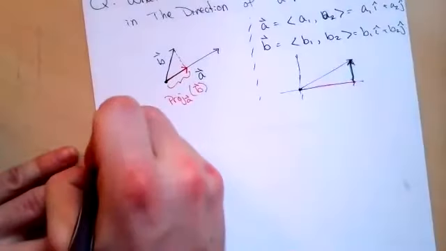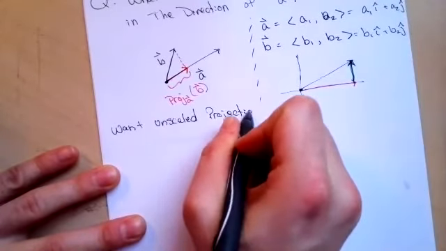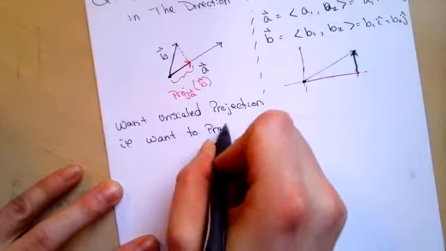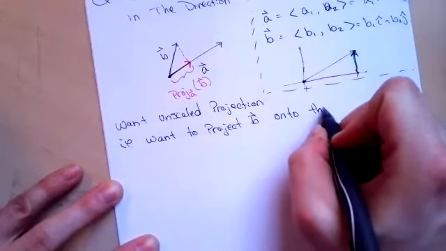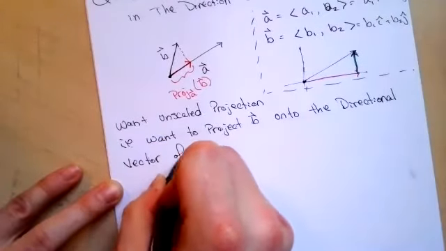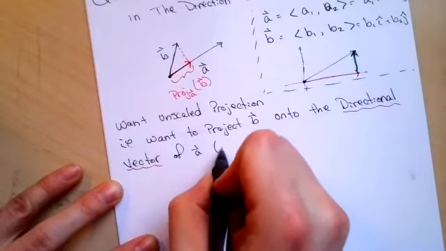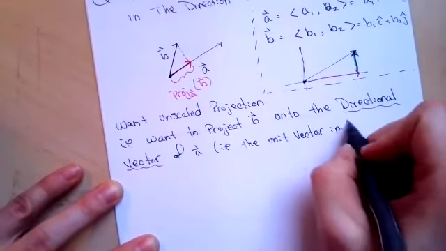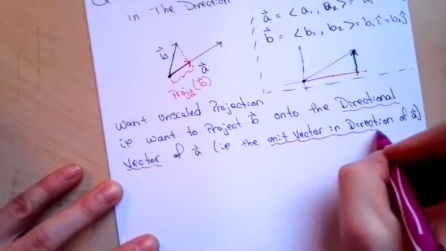So what do we want? We want the unscaled projection, i.e., we want to project B onto the directional vector of A, i.e., the unit vector in the direction of A. So we just have to make A a unit vector.